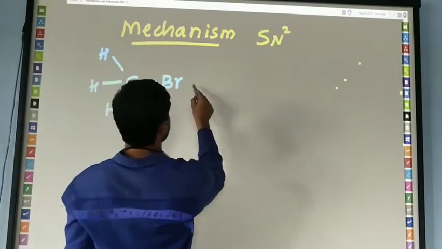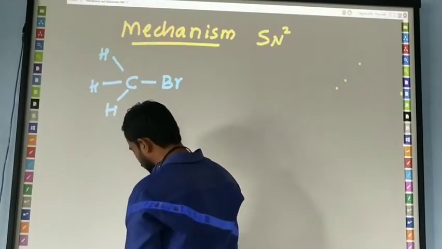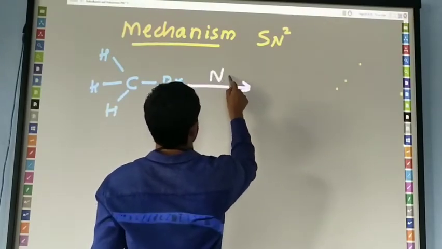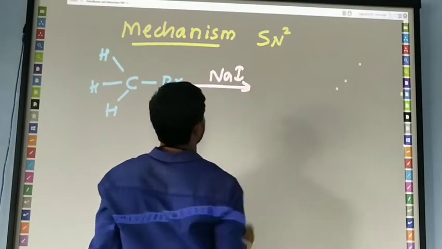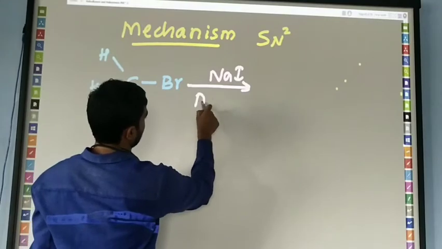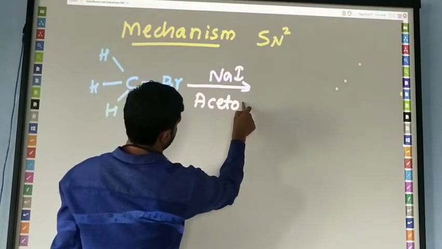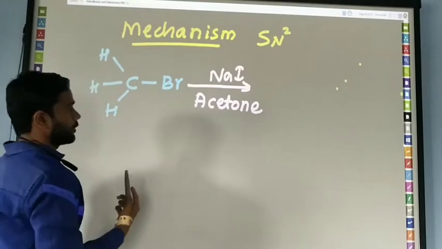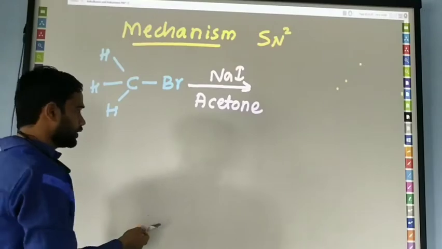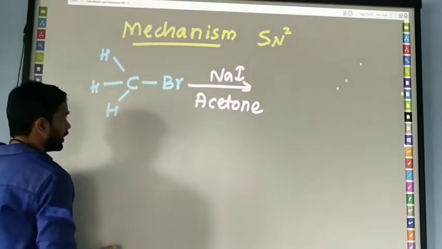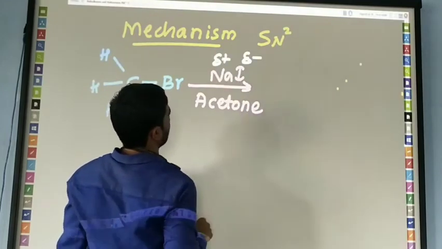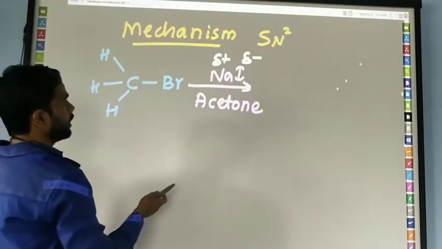Let's see which nucleophile I am going to take. I am taking the nucleophile as NaI, that is sodium iodide. We have to consider a solvent. In this case, I am taking acetone as the solvent. Let's form the transition state. You already know where the nucleophile is going to attack. Definitely you know that the iodide carries delta minus, and the sodium will carry delta plus, because of its alkali character.